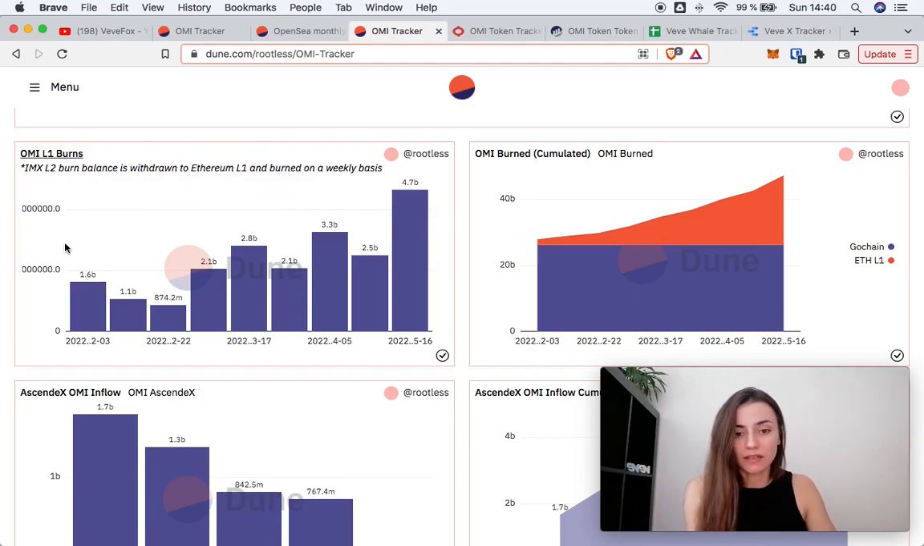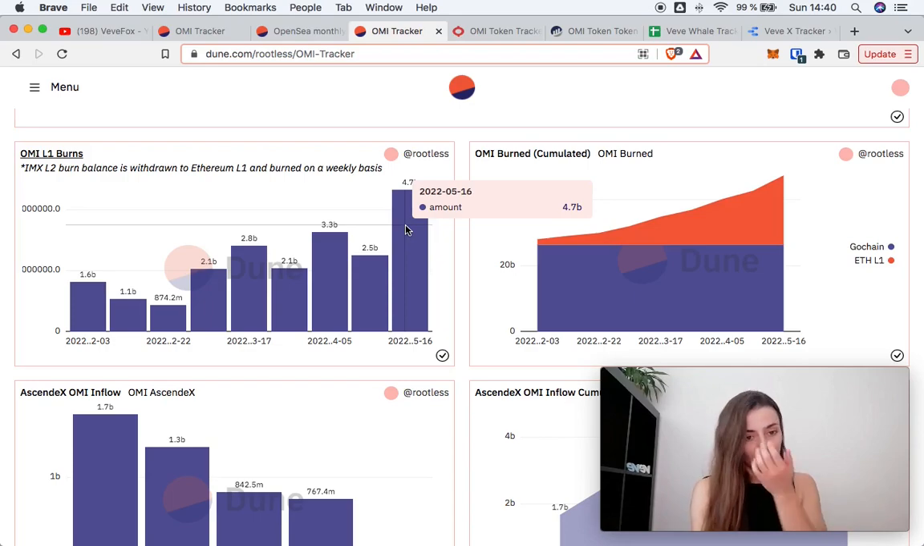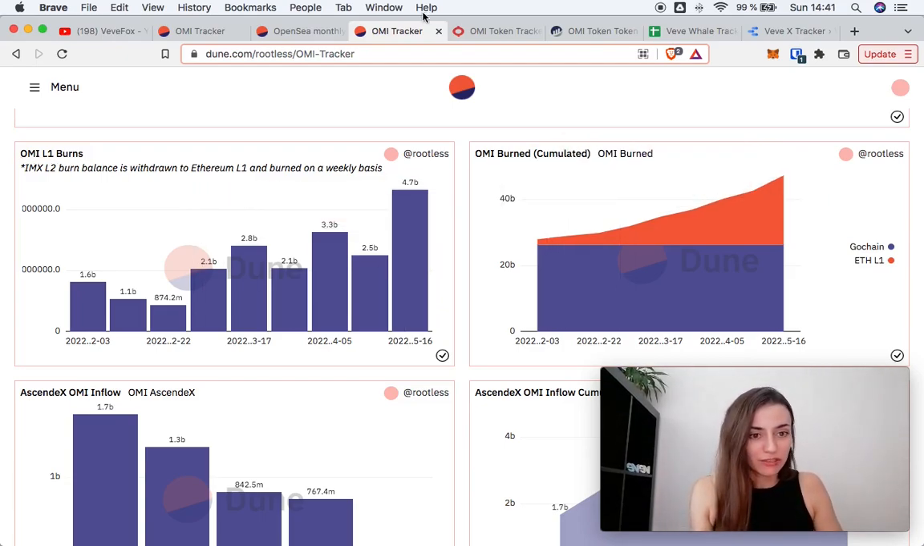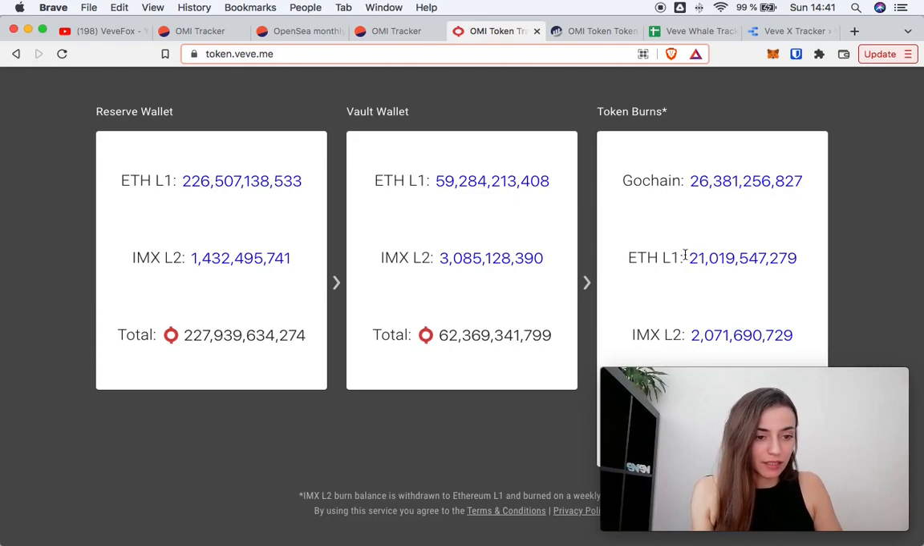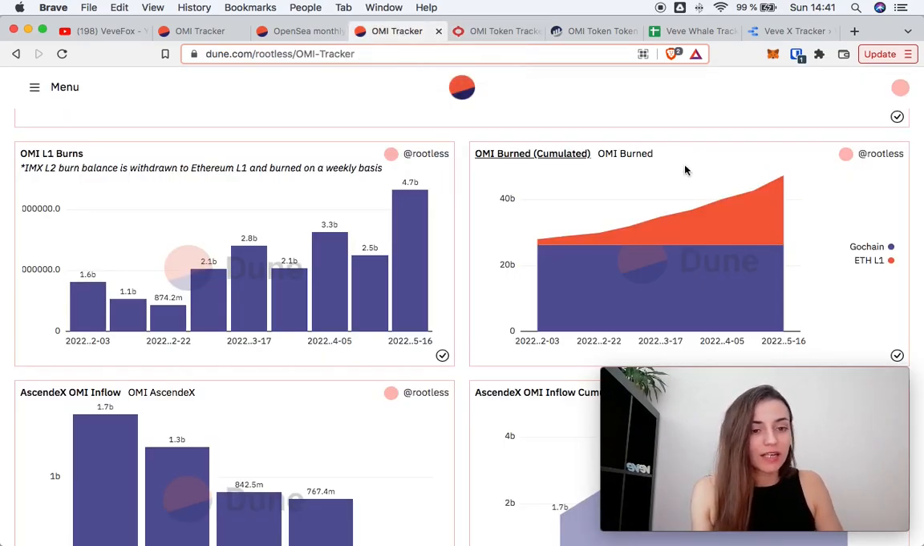However, what I've seen is that it seems weekly, but it's not very consistent. Here we had a burn on the 12th of April, and the next one was on the 16th of May, so there was more than 2 weeks between them. I'm not sure why it's like that, but anyway, the numbers do match. If I check what has been burned on the ETH layer 1 until now, it does match.